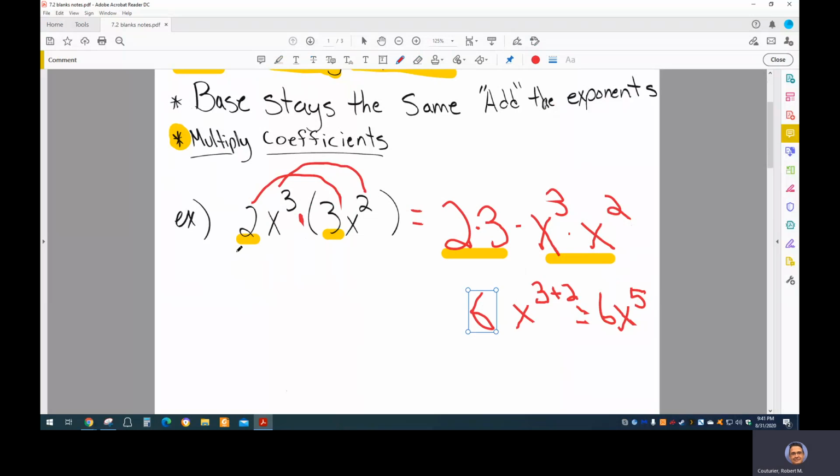All right, so when we take this 2x to the third power times 3x to the second power, and we fully simplify it out, it transfers down here into one single term that is represented by one coefficient, one variable, and one exponent right here. This would be the final answer. We have 6x raised to the 5th power.